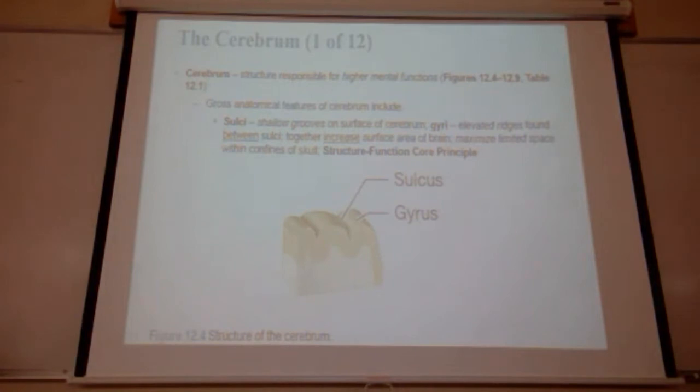The anatomy of the cerebrum, if you've seen one, it's covered with these little hills and valleys. The shallow grooves on the surface of the brain, the valleys, are referred to as sulci. The singular for that is sulcus. The hills or elevated ridges are the gyri. Again, that's the plural term. The singular term is gyrus.